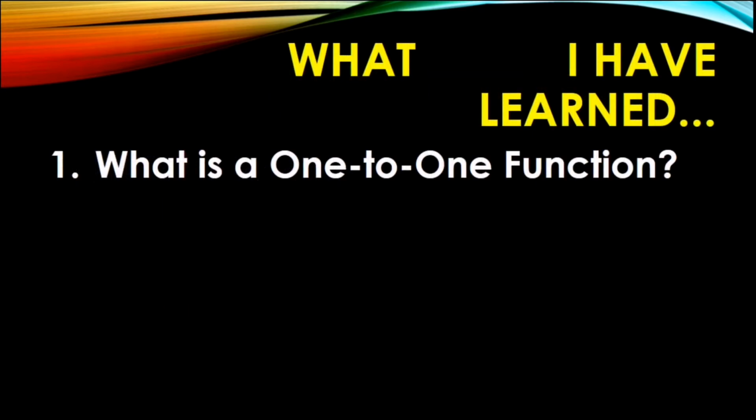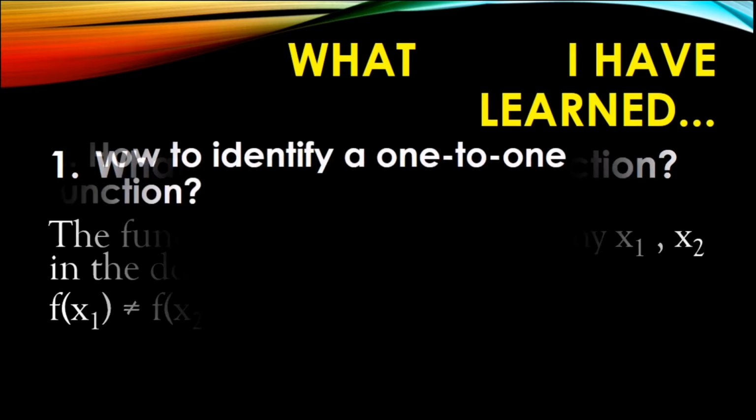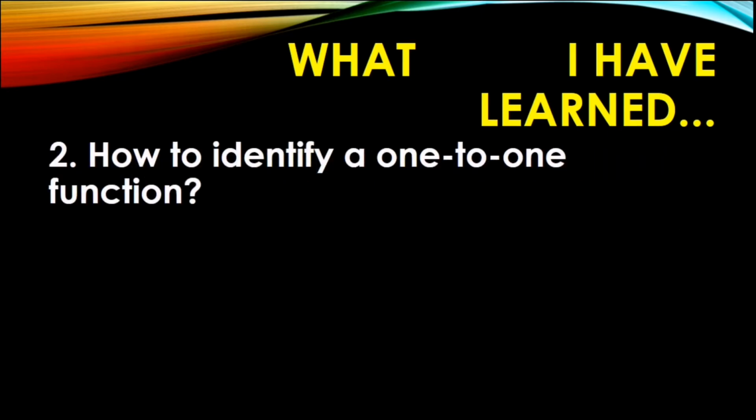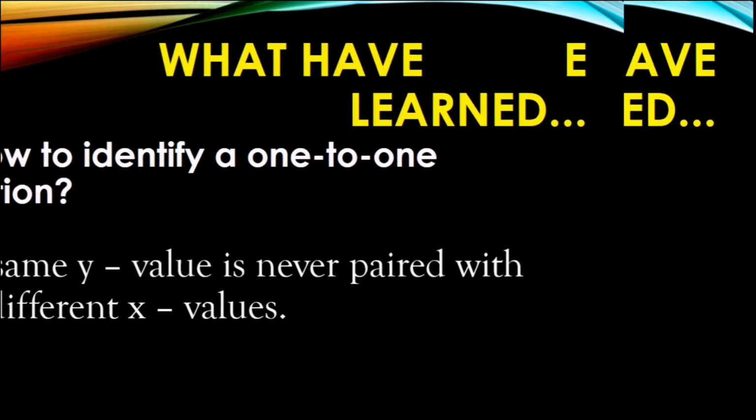What we have learned? Number 1, what is a one-to-one function? The function is one-to-one if for any x sub 1, x sub 2 in the domain of f, then f of x sub 1 is not equal to f of x sub 2. Next, how to identify a one-to-one function? The same y value is never paired with two different x values.